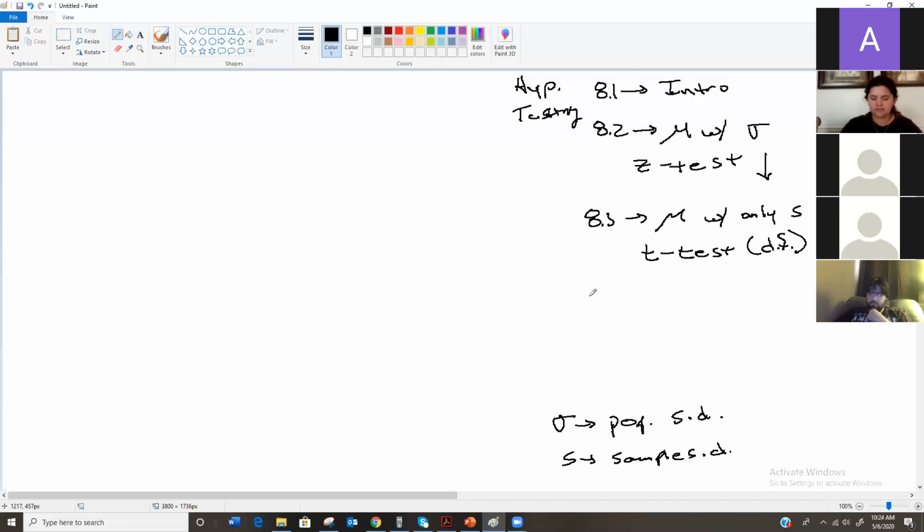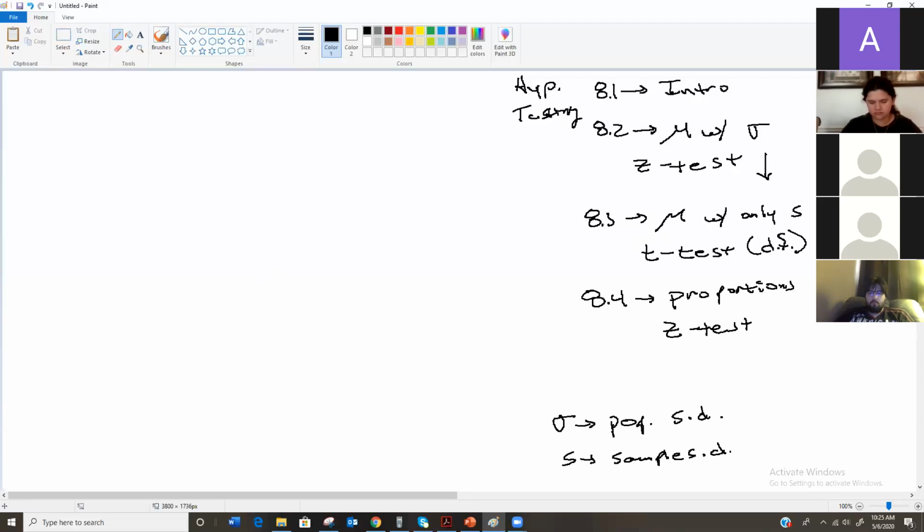Okay. And then in 8.4, we're going to do proportions. And with proportions, we're back to the z-test. It's a different formula, but it's the same thing. So 8.2 is kind of like our basis. That's where we started. In 8.3, what changes is we use basically the same formula, but we have to use the degrees of freedom on the chart. And then 8.4 has a different formula, but it uses the same chart. So 8.2 is kind of our starting point.